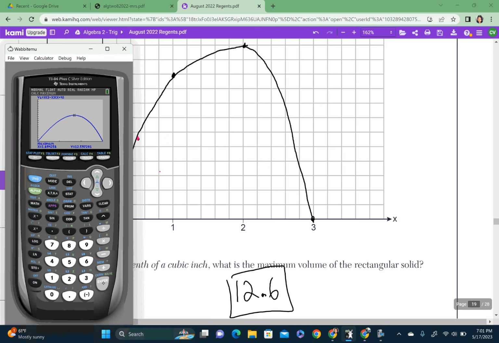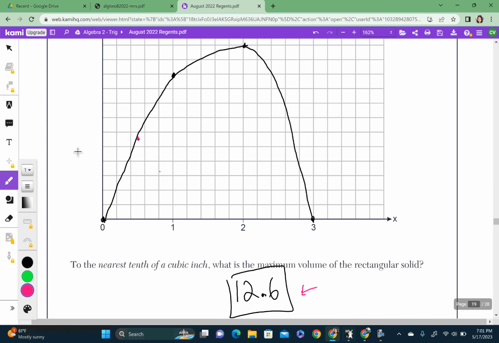Hit enter. And it gives it to us, right? So this right here is our maximum. This is our volume, which is 12.6. That's how I got that answer. Okay, 12.6. All right.